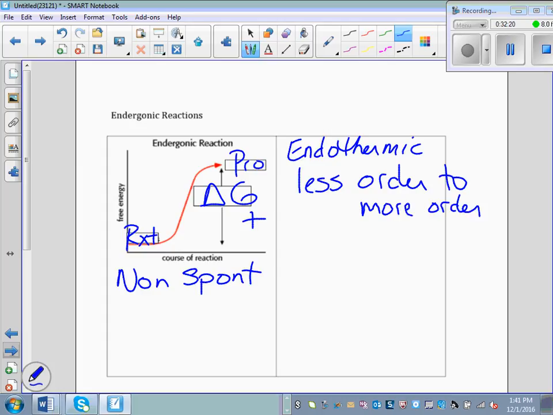Why would that be endothermic or endergonic? Less ordered to more ordered. It's going against the second law, right? We're not going towards entropy, we're going away from entropy. It's going from stable molecules to unstable. That part always gets me. Why would this be endergonic? I don't know why, but this part always confuses me.